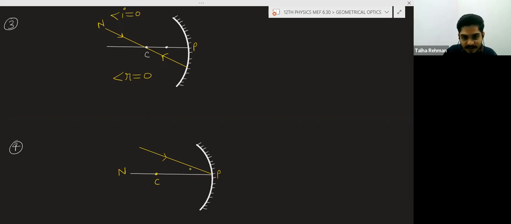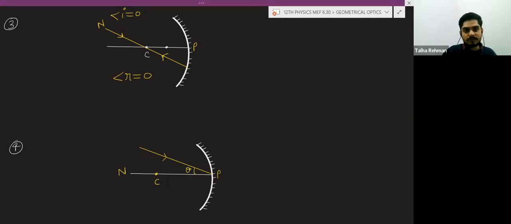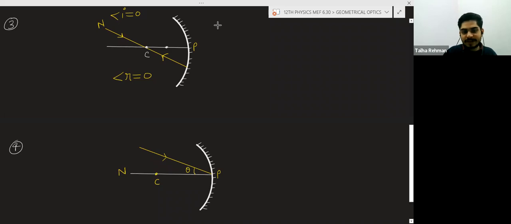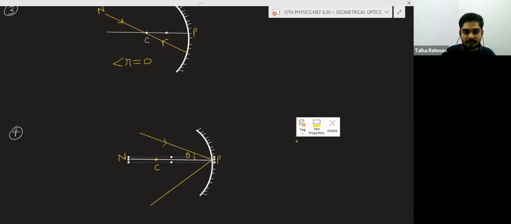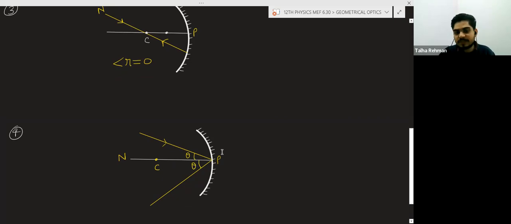Suppose this is the angle of incidence, this is theta. This ray of light is striking on the pole, and this is the angle of incidence. After striking the pole, this ray will be reflected, and in this case the angle of reflection will also be theta. Why? Because this is the angle of incidence, this is the angle of reflection, because this is the normal.